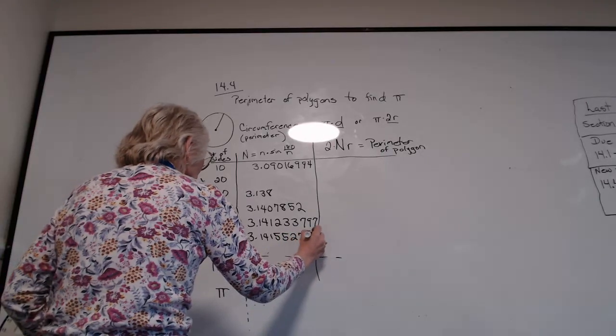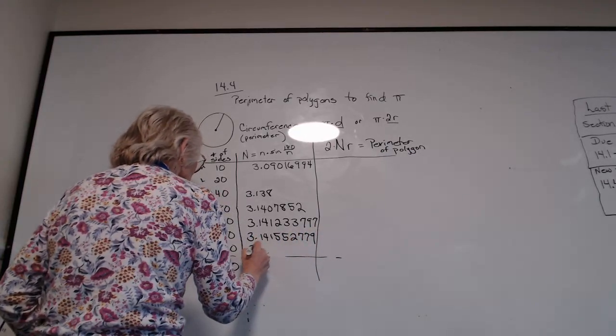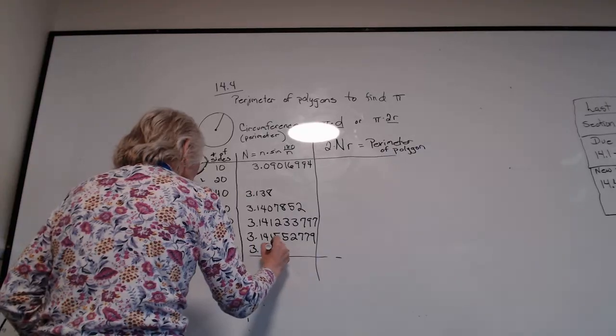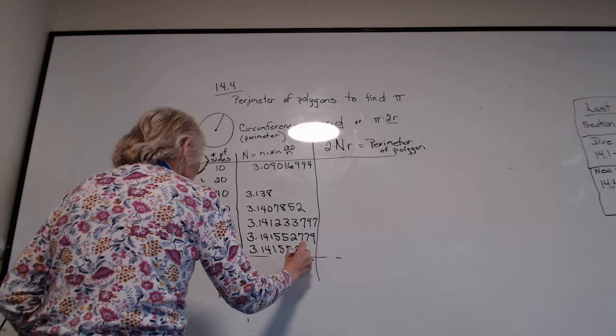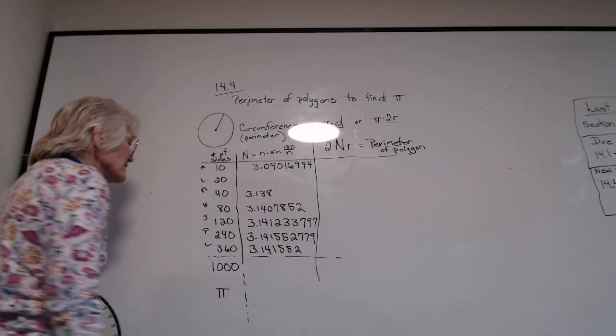3.141552779. Looks like you and Lene got 3.141527779. Okay, how come you guys got the same thing?